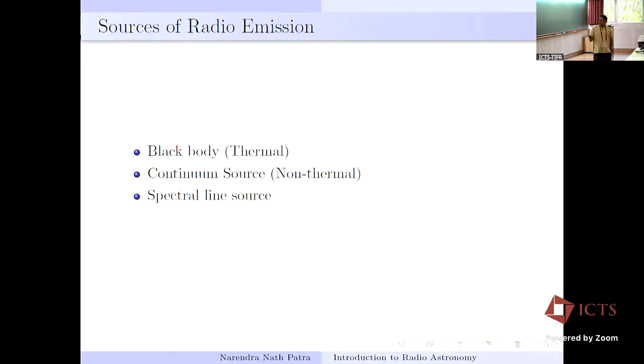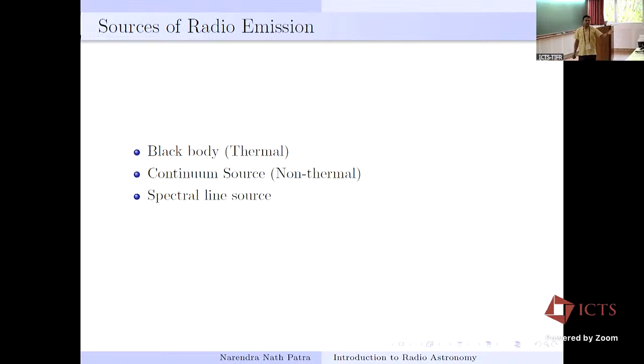So there are sources of emission. I will not go into too much detail of this. I'm just brushing through where radio emission actually is important. For example, you have black body radiation, which is thermal, and if the peak temperature is at optical, then you will have a tail in radio. Otherwise also, black body radiation will have some power in the radio waveband, which you can probe using a radio telescope. Then you have continuum sources, which are non-thermal. You have a population of electrons moving in a magnetic field, and they will produce continuum emission. Then you have spectral line emission, as I showed, that CO line, for example. It's a line, the power is not coming in all frequencies, right? So they are spectral lines.